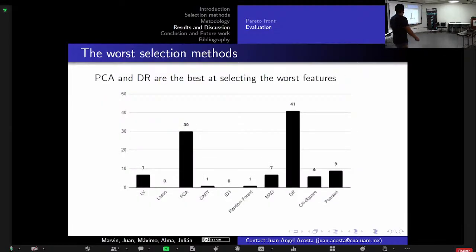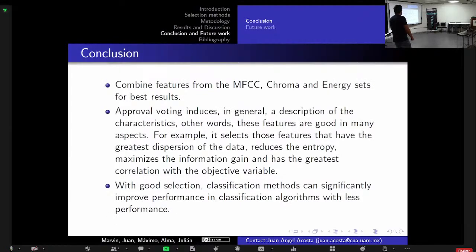For conclusion, combine filters from the MFCC, chroma, and energy sets for the best results. Approval voting induces a general description of the characteristics. In other words, these filters are good in many aspects. For example, if I want filters that have more dispersion in the data, reduce the entropy, maximize the information gain, and have greater correlation with an objective variable.